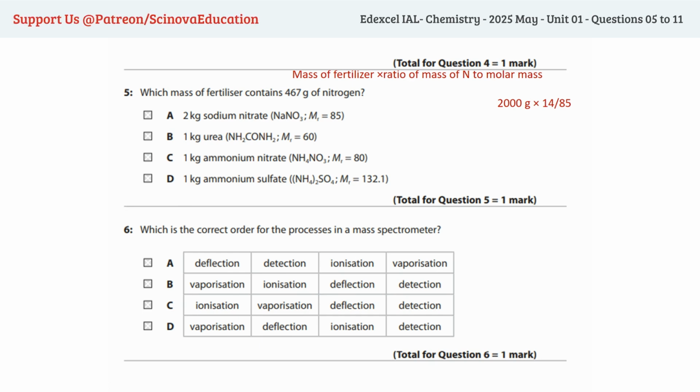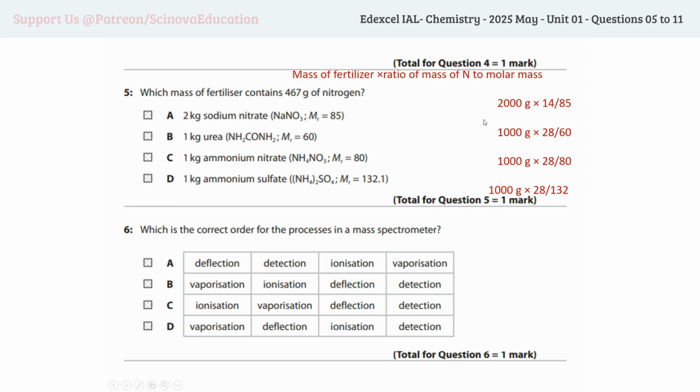So 2000 grams times 14 divided by 85, because per one molecule you are getting 14 grams if you start with 85 grams. For urea it becomes 1000 grams times 28 divided by 60. For ammonium nitrate it is 1000 grams times 28 divided by 80. For ammonium sulfate, it is 1000 grams times 28 divided by 132.